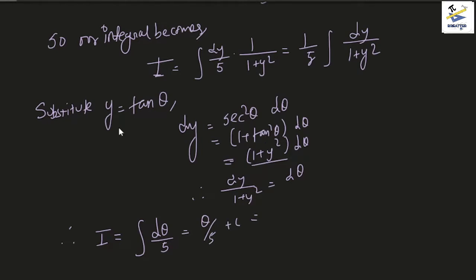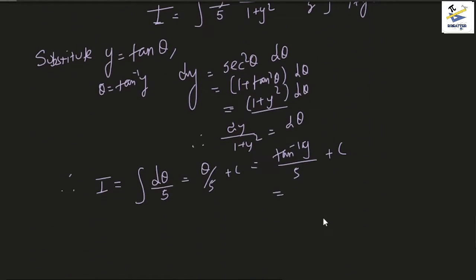But theta, as you know, if y is tan theta, then theta would be tan inverse y. Then the answer would be tan inverse y by 5 plus c. But we also need to put back the value of y, which we substituted as x to the power 5. So the answer would be tan inverse x to the power 5 whole divided by 5 plus c, which is our answer, right? Okay, so this is another problem, and let us do another one.